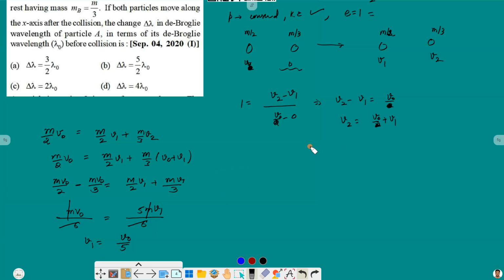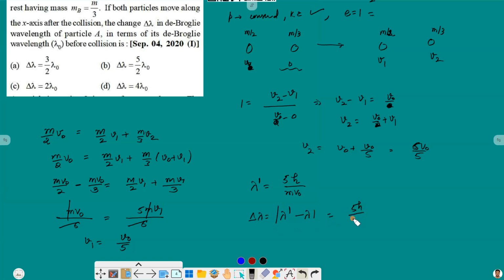Now let's calculate v2. So v2 will be v naught plus v1, that is v naught by 5, so that will be 6 v naught by 5. Now we have to find the change in de Broglie wavelength. So lambda dash, that is the wavelength of the first particle after collision, will be h by the final momentum, that will be m times v1, so m v naught by 5. And delta lambda will be equal to lambda dash minus lambda, and we take the modulus to avoid the negative sign.